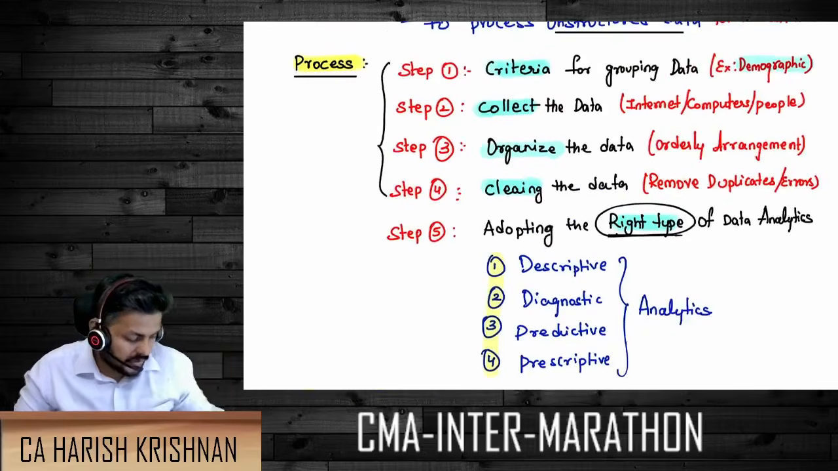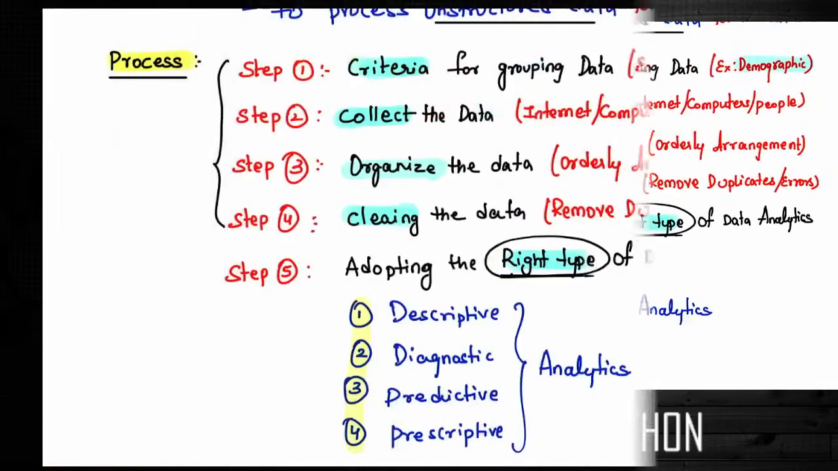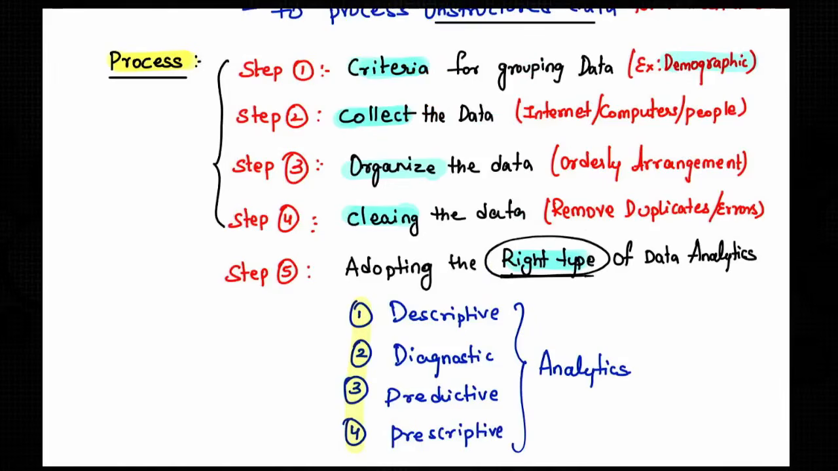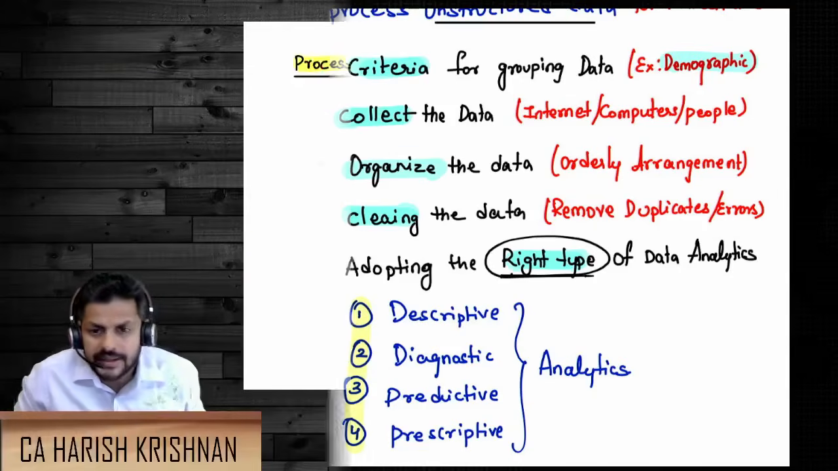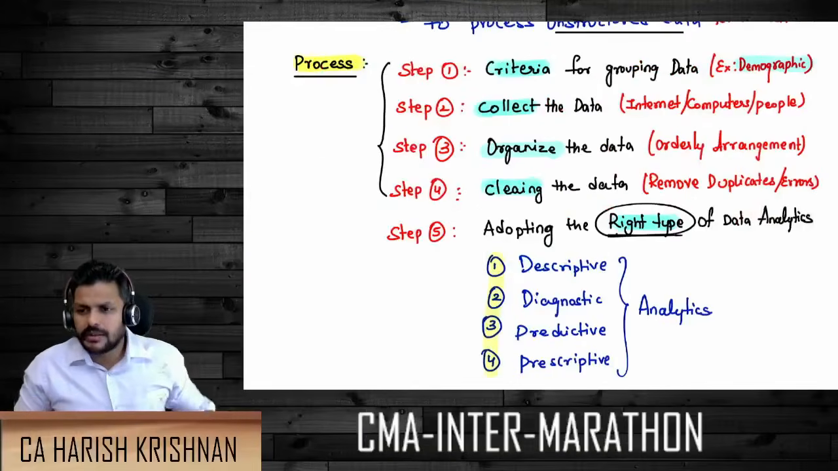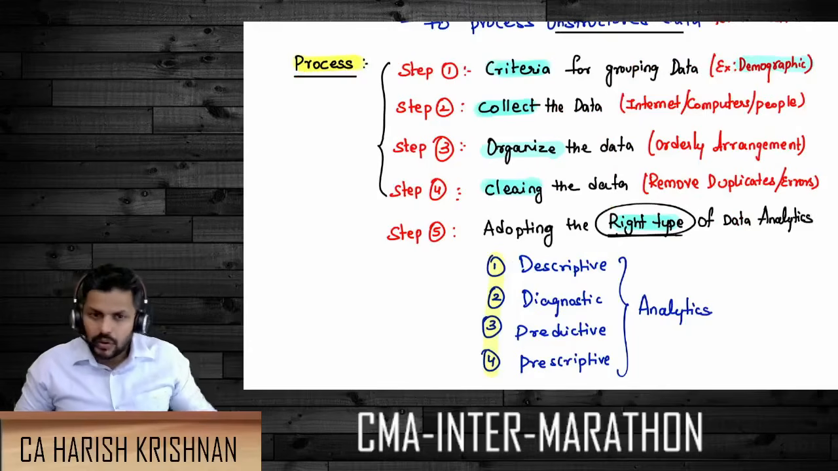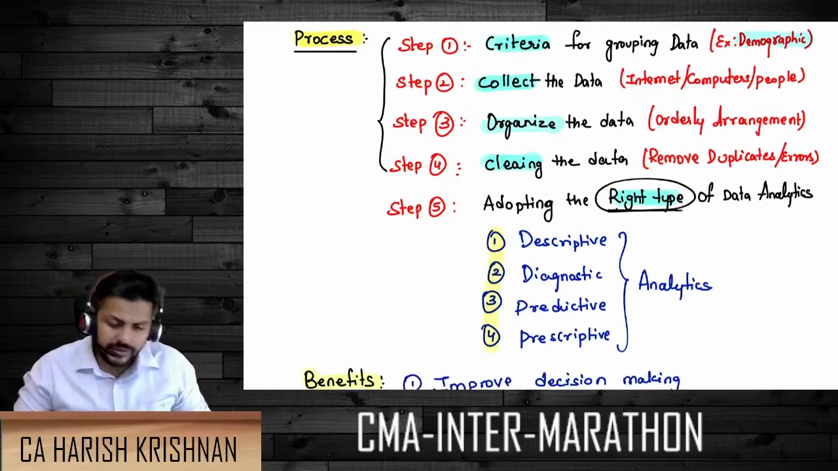One more time, guys, I want to show you the entire process. Select the criteria for grouping the data. You can group it on a demographic basis, which means gender, age group, whatever you want. First choose the criteria, then collect the data from various sources, organize them neatly, clean them by removing duplicates or errors, and find the right type of data analytics method which is suitable, so that you can find the conclusions that you need, which can be further used for decision making.